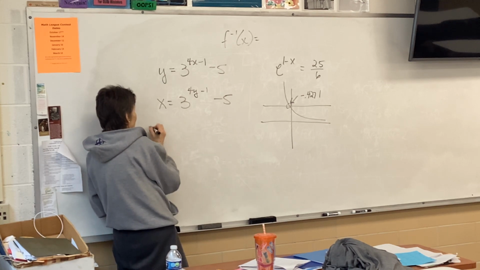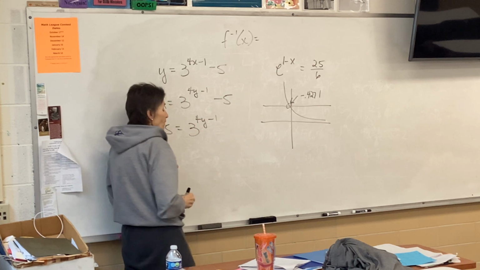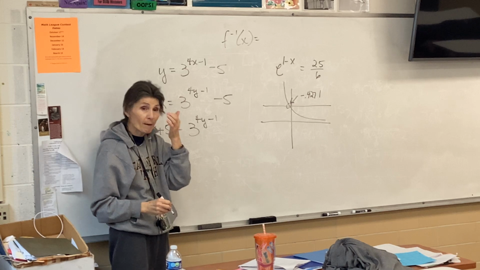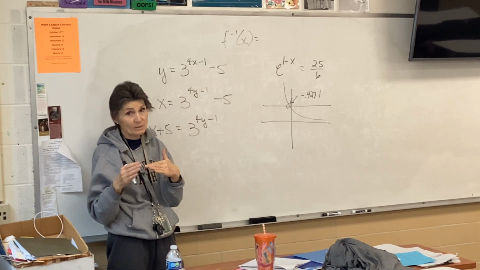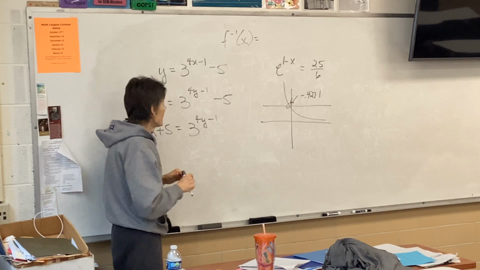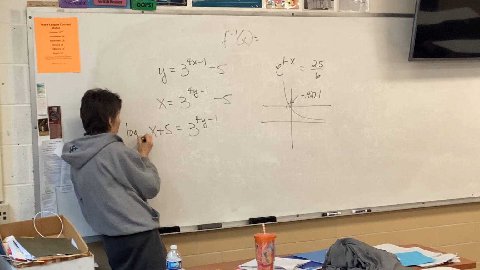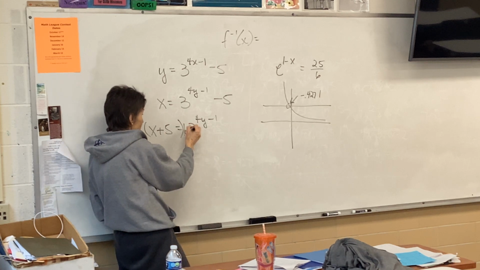I'm going to add that 5 over. And now I'm going to log both sides because my job is to get that y to y equals. I need to solve for that. The only way to do it is to take the log of both sides. And since that's a 3, I'm going to make my life easy, and I'm going to log base 3 both sides.